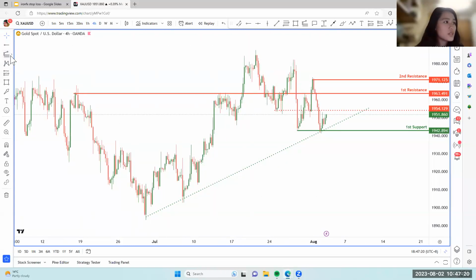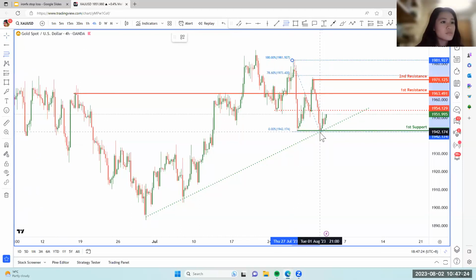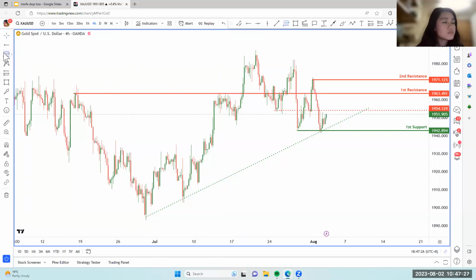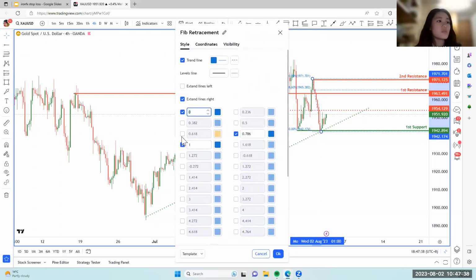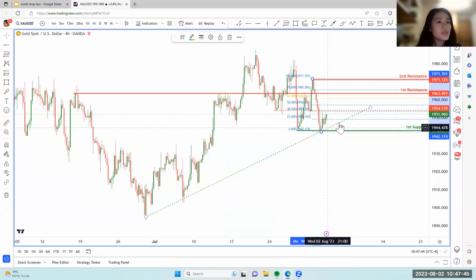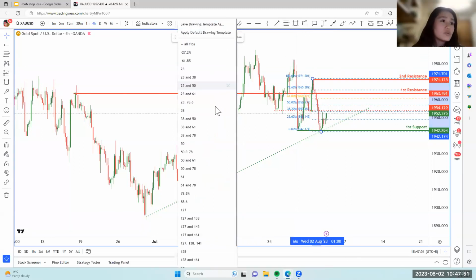So now let's go in with our Fibonacci levels again. Same thing for a retracement, I use these 5 levels. Okay, and I can see my 38.2 lines up and my 78.6 as well. So I'm just going to keep those two.